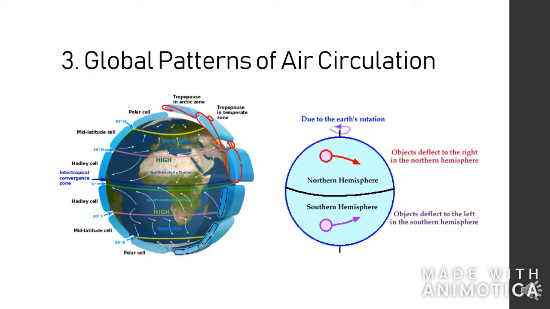The Coriolis effect acts on wind patterns. This effect causes wind to swirl clockwise in the southern hemisphere and counterclockwise in the northern hemisphere.